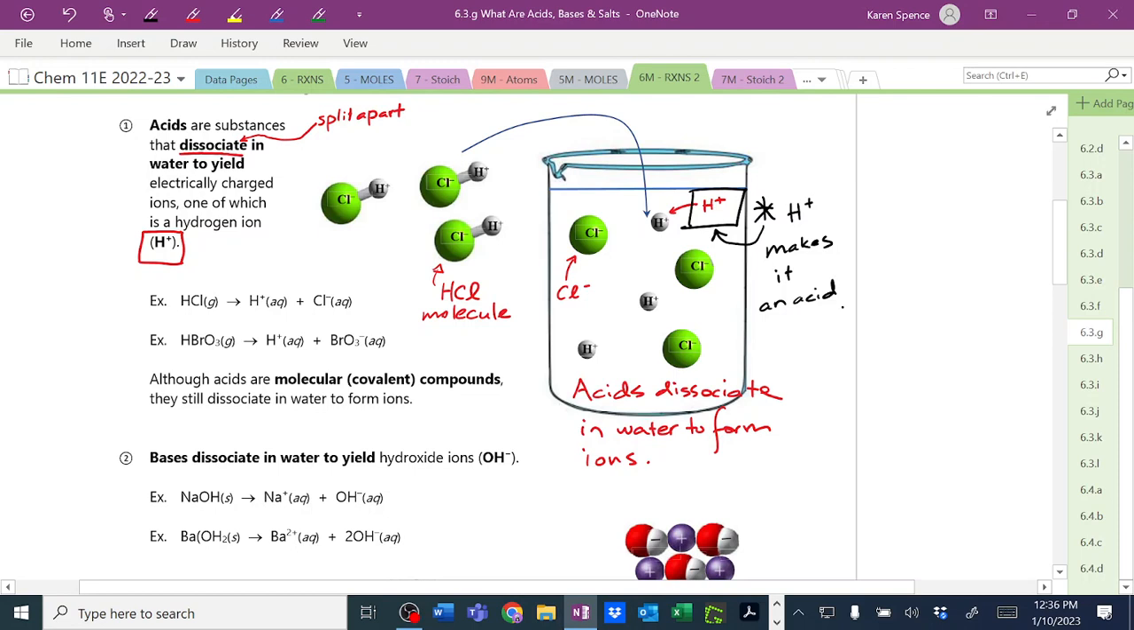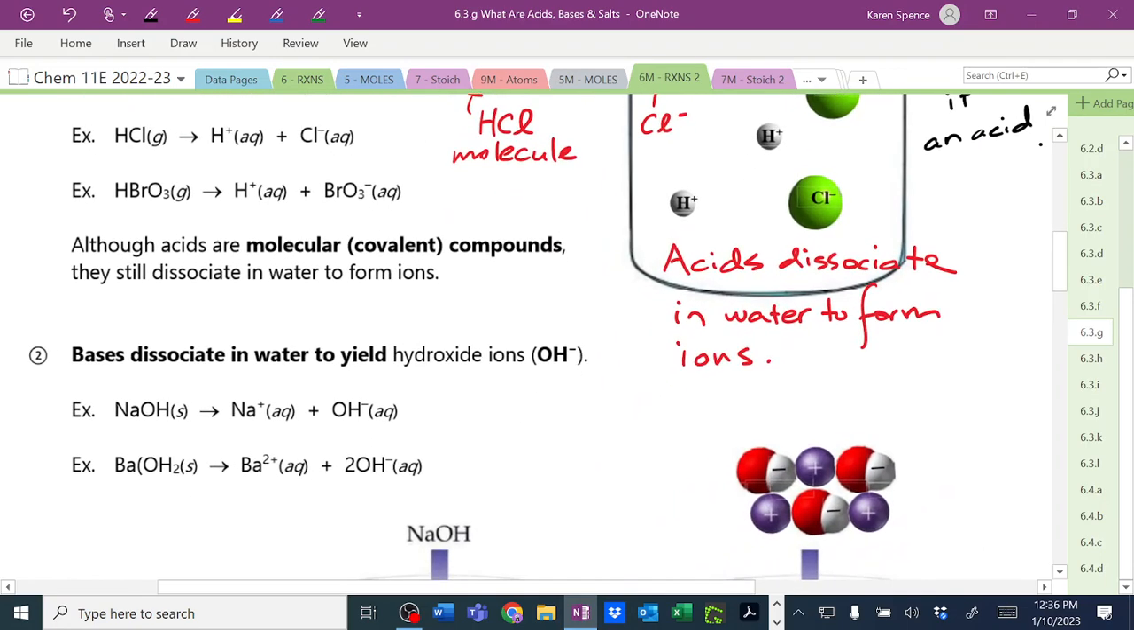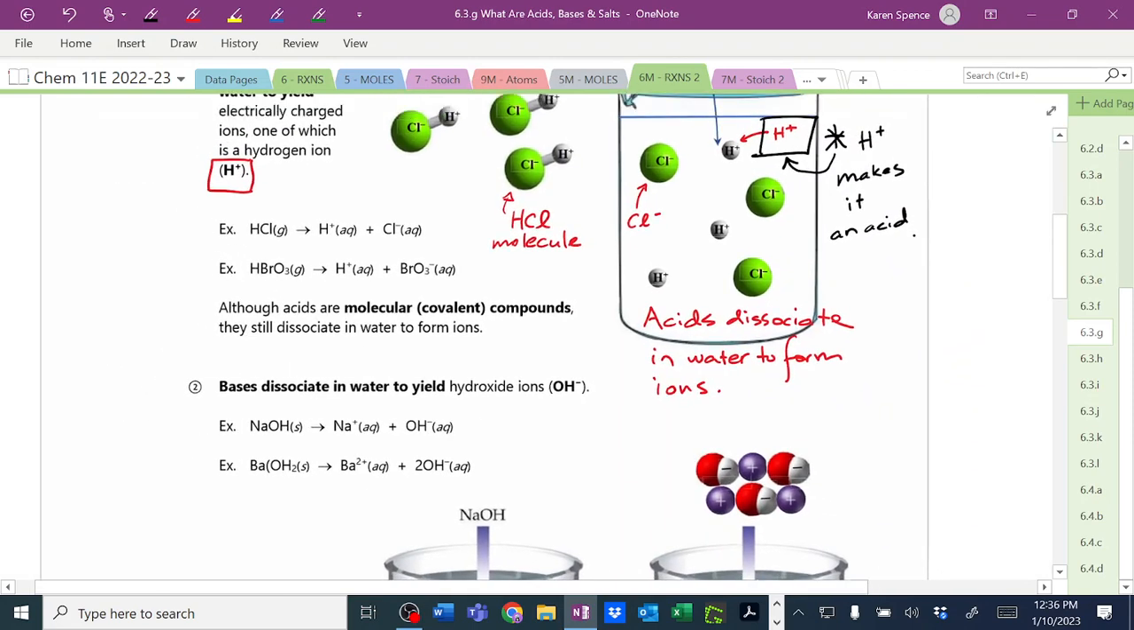Now, if we have bases, bases don't contain H plus. What do they contain? OH minus. So bases, when you put them into water, they dissociate. What does it mean to dissociate? To break apart. When they're put into water, they yield the hydroxide ions.